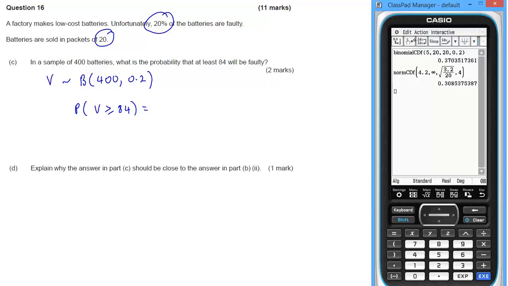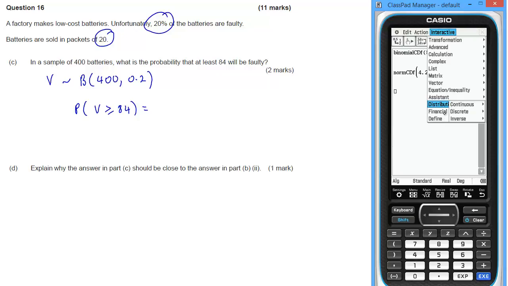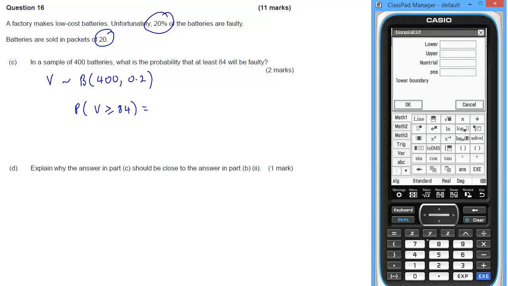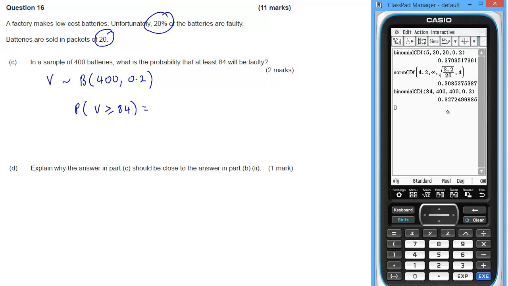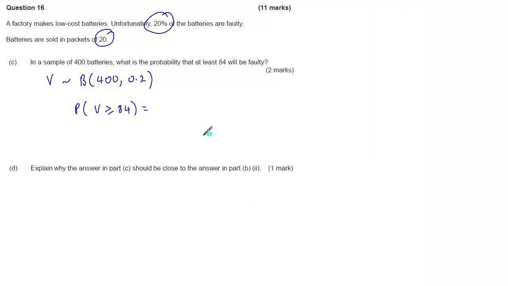So we can get that on the calculator. So discrete distribution, binomial. So we're going from 84 all the way up to 400. There are 400 trials, and this is 0.2, and that gives us 0.3272.